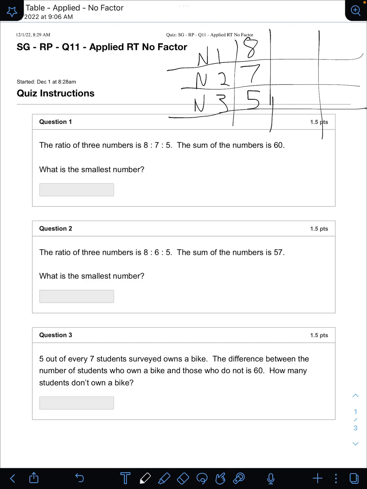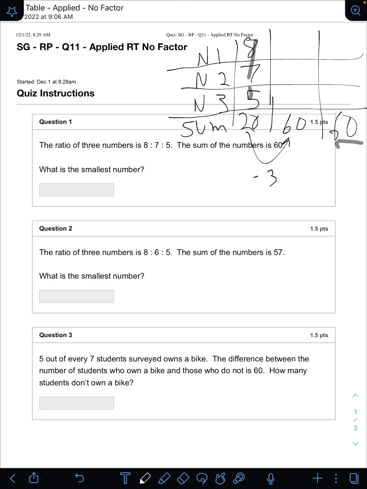I do know that the sum of those real numbers is, so I can add another row. Nobody says I can't. And the sum is 60. Well, if the sum is 60, what's the sum of my ratio? Well, 8 plus 7 is 15, plus 5 is 20. Oh, but the sum of my real numbers is 60. Can I do something to 20 to get to 60? Yeah. I could times that by 3.